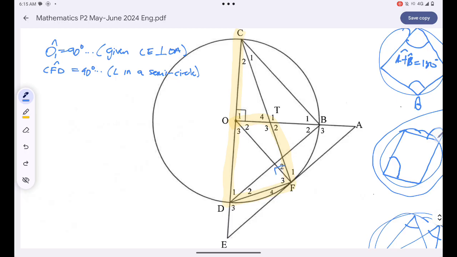This angle over here is equal to 90 degrees. So now I know that the exterior angle of this particular shape is equal to the interior opposite angle. I can therefore conclude that angle O1 is equal to angle CFD. Why? Because both angles are equal to 90 degrees. And therefore, I can simply say TODF is a cyclic quad.